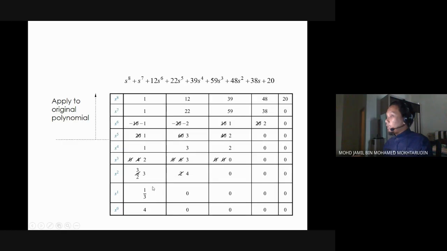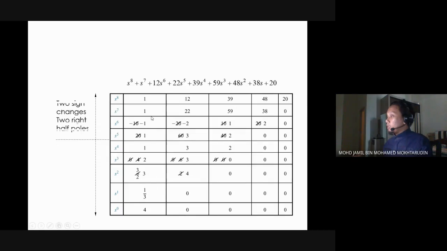And then you can determine the number of sign changes. So in this case, there are two sign changes, which is from S7 to S6, that's one sign change. And another one is from S6 to S5, another sign change. So only two sign changes, meaning that there are two poles on the right half plane of the S plane, and the system is unstable.